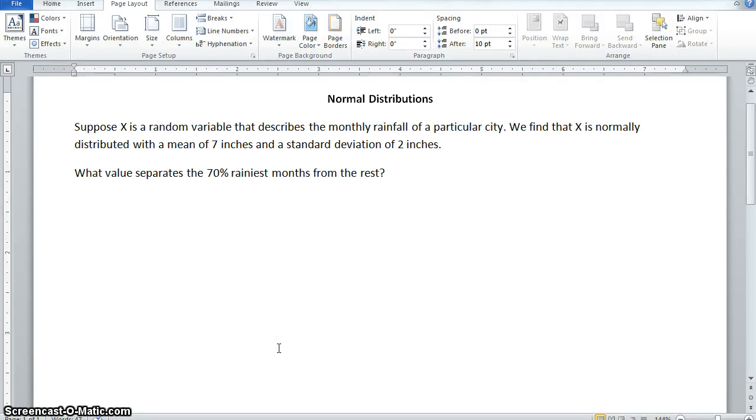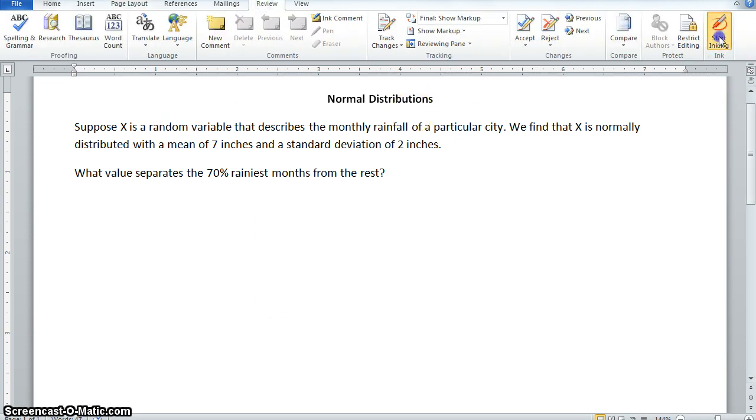Hello class, this is an example of how we would want to use a normal distribution to find a percentile, or a value of a percentile, rather than a probability. So suppose x is a random variable that describes the monthly rainfall of a particular city. We find that x is normally distributed with a mean of 7 inches and a standard deviation of 2 inches.